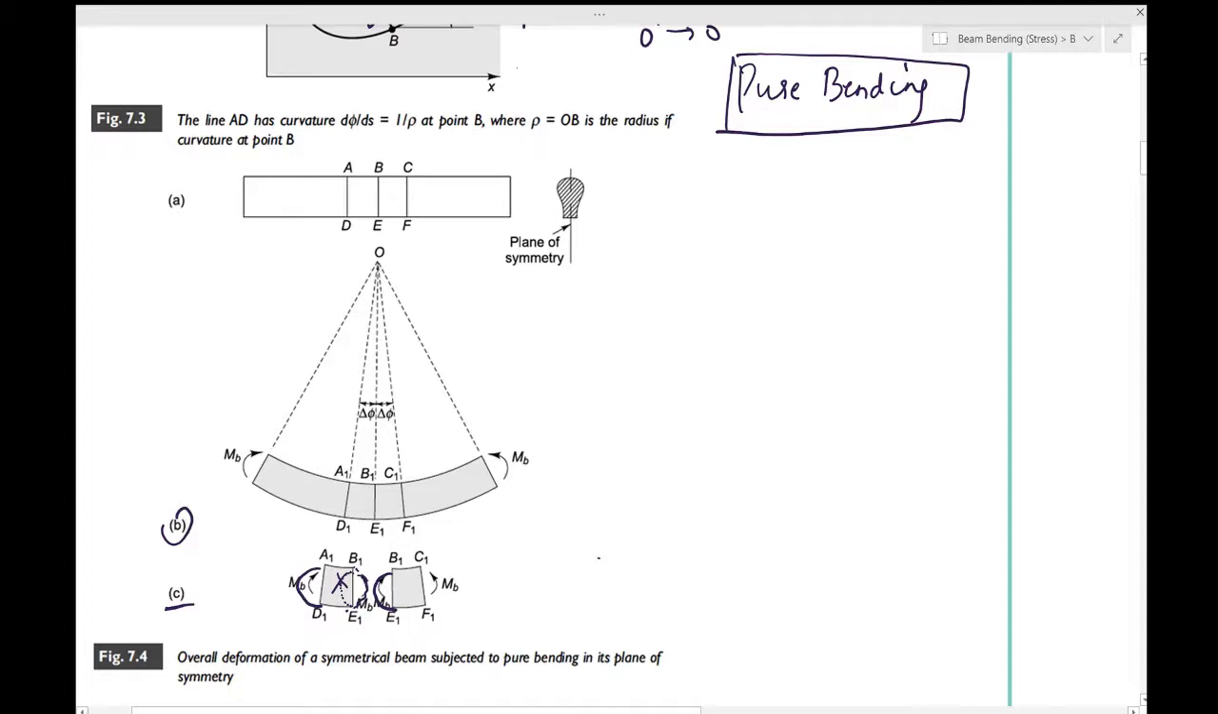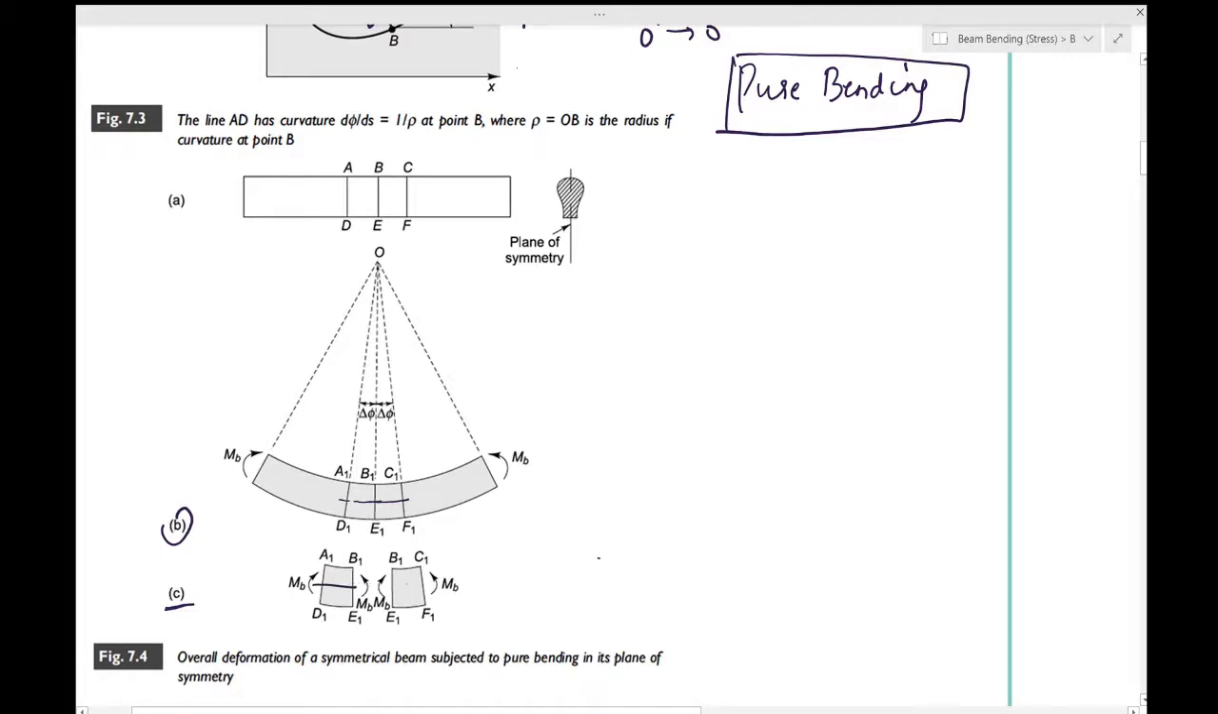So this is where the beauty of the symmetry argument lies, and through this we are able to say a lot. This destroys the end-to-end symmetry of the deformation which this element must possess, and we conclude therefore that the surfaces A1D1, B1E1 and C1F1 must be plane surfaces perpendicular to the plane of symmetry. So even in the deformed state, they must be perpendicular to the plane of symmetry.